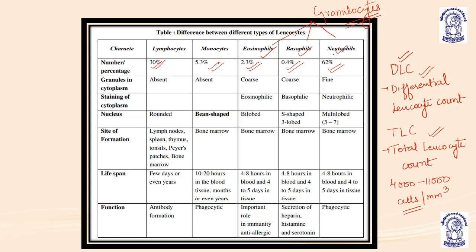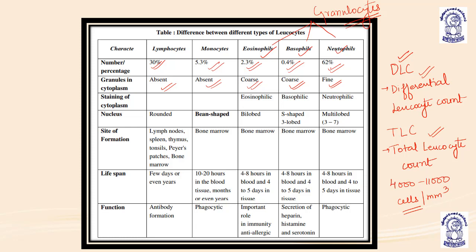So, granules in the cytoplasm. In lymphocytes, the granules are absent. Monocytes, the granules are absent. Eosinophil granules are present and they are coarse, meaning rough. Basophils, coarse. Neutrophils, the granules are fine. So the granules present in the cytoplasm in case of eosinophils are coarse, basophils also the same, and neutrophils, they are fine. Is it clear?